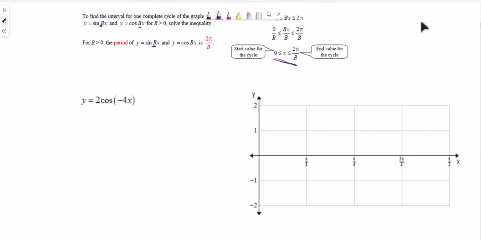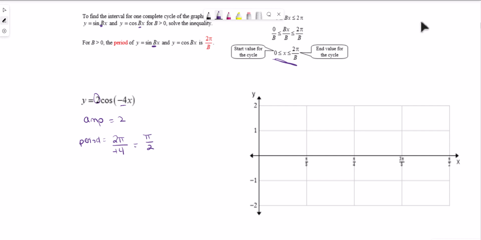Let's say we have y equals 2 cosine of negative 4x. I know my amplitude is going to be this 2. So the highest it's going to get is 2, and the lowest it's going to get is negative 2. If I look at my period, it's usually 2 pi, but now I'm going to divide by the negative 4, or I'll just do positive 4. Then I get pi over 2. So I'm going to have a period of 0 to pi over 2. The highest it's going to get is 2, and it's going to go from 0 to pi over 2.